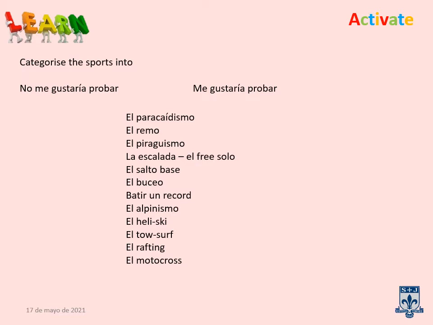And on the left, we've got no me gustaría probar. I would like to try. I would not like to try. So probar means to try. Me gustaría, I would like. And no me gustaría, I wouldn't like. So you're going to decide two lists, which one would you like to try and which one wouldn't you like to try. So if you like to try parachuting, it will be me gustaría probar el paracaidismo. If you wouldn't, then put a no in front of it. No me gustaría probar el paracaidismo.